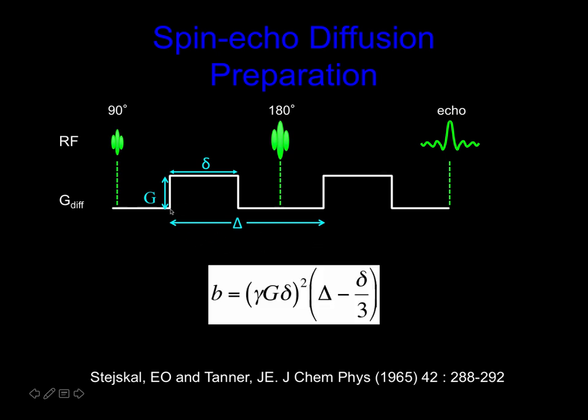Our B value, how sensitive we are to the diffusion, is determined by the gradient strength and duration, as well as this diffusion time. And this was first presented by Stejskal and Tanner back in 1965. So here's the equation for the B value, and you can see that the B is directly proportional to the square of the length of the diffusion gradient, as well as the strength, and then just proportional to the diffusion time as well.